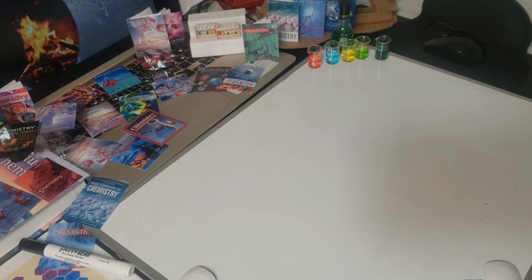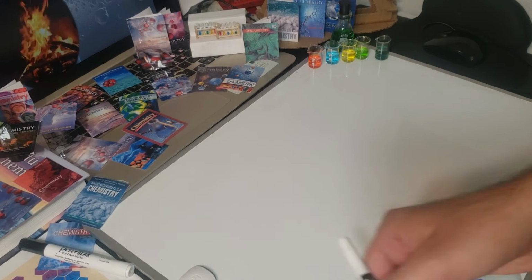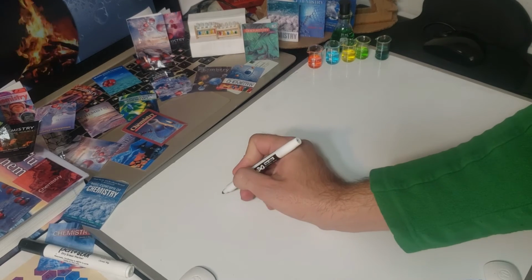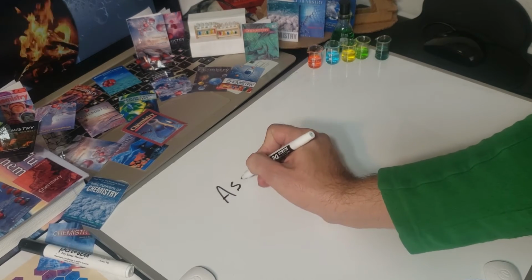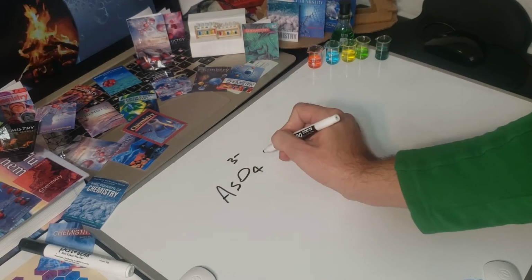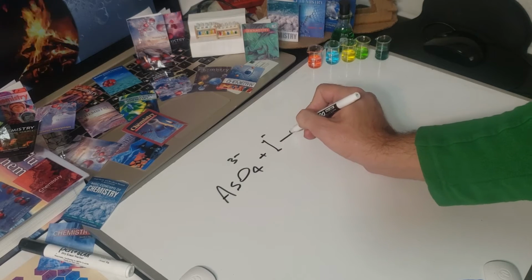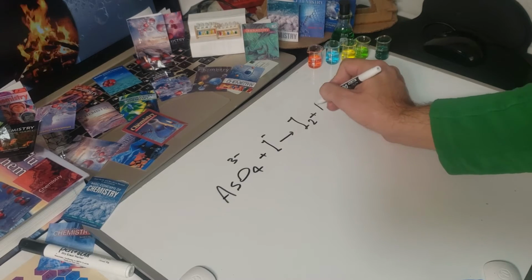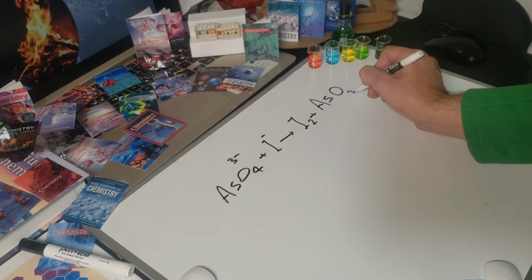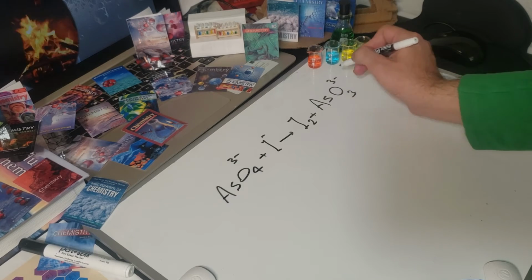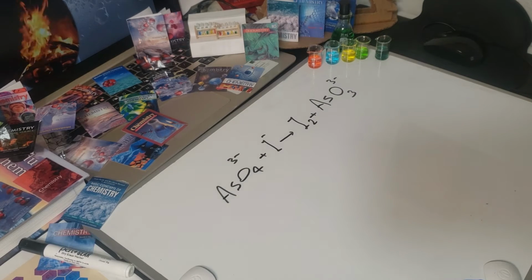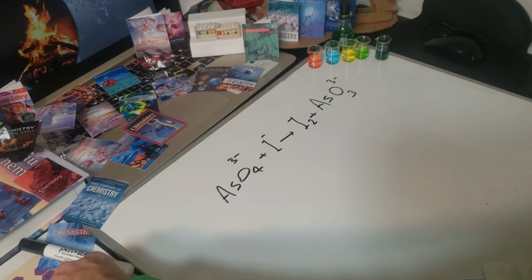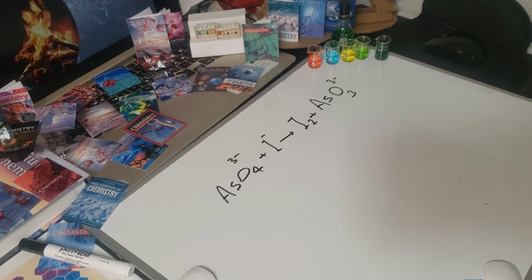So for the next example, I would like to do this reaction. Arsenic O3 triple minus. Okay, let's do this one. Also no hydrogen involved, so it's still a kind of an easy case. We're starting with the easy, going to the hardest.